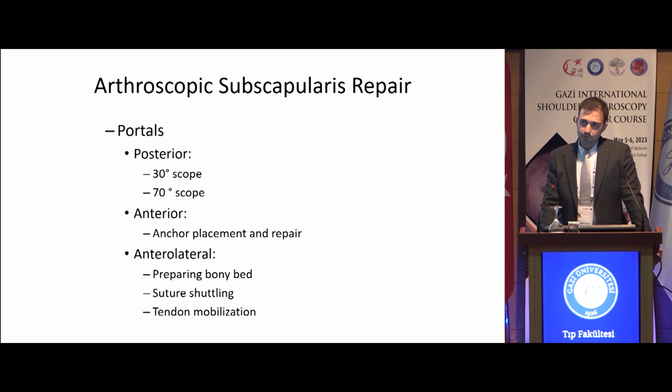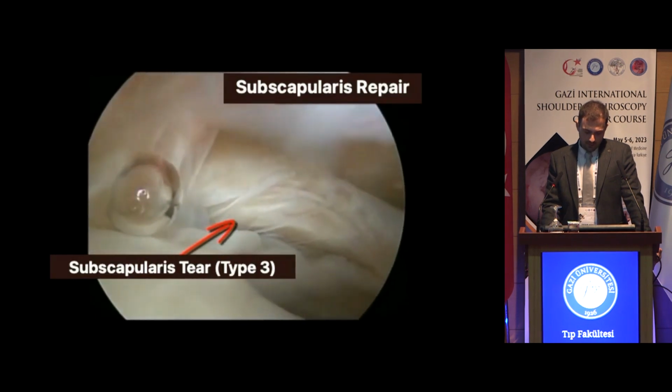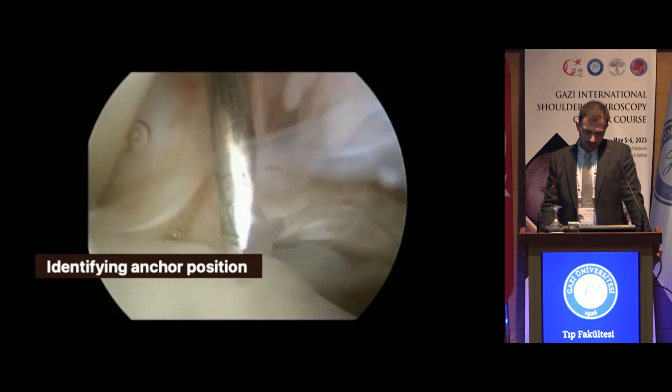The first anterior portal is a standard portal, and the second one we open to prepare the bony bed and to pass the sutures through the tendon. The second anterolateral portal, we recommend opening it as parallel as possible to the subscapularis tendon mass. Here you can see a type 3 tear.